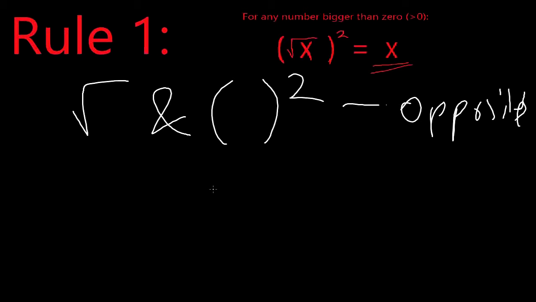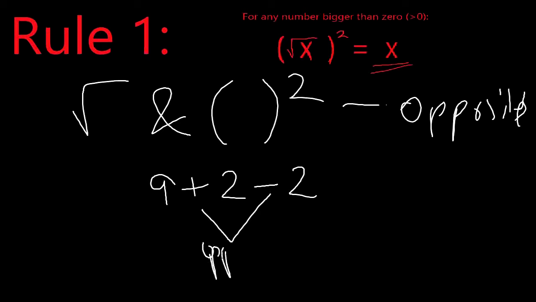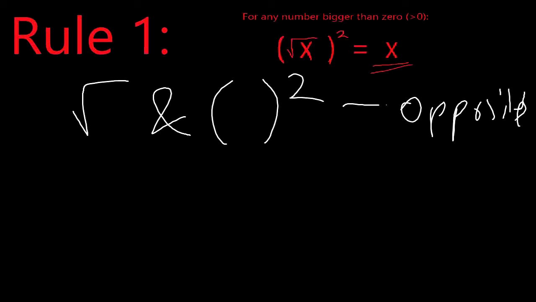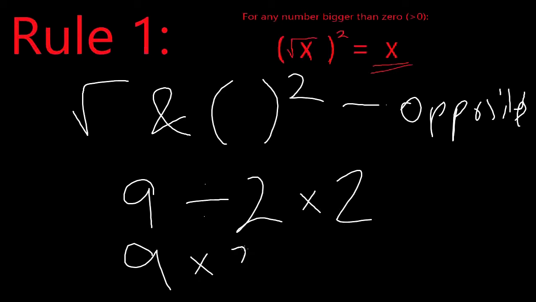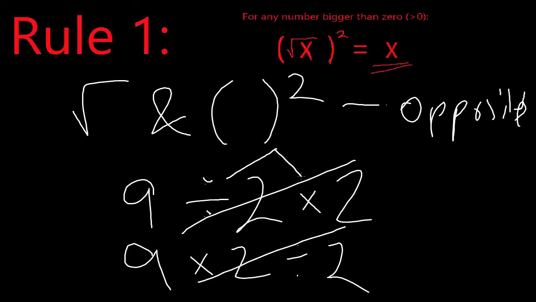So just to make sure that you get the idea of this, let's take a few other opposites that we know, for example 9 plus 2 minus 2. Now we should know that this plus and minus are also opposites. So these two cancel out and we simply get a 9. If we were to take another opposite that we know, let's say 9 divided by 2 times 2, which is the same thing as 9 times 2 divided by 2, you get the same answer. These two cross out again because a divide and a times are opposite.